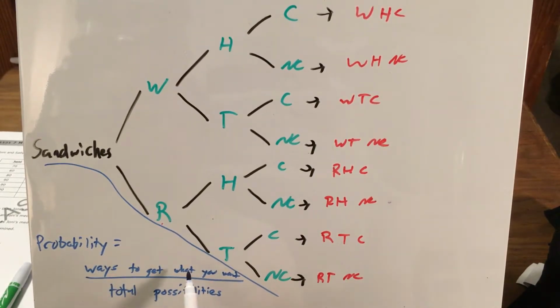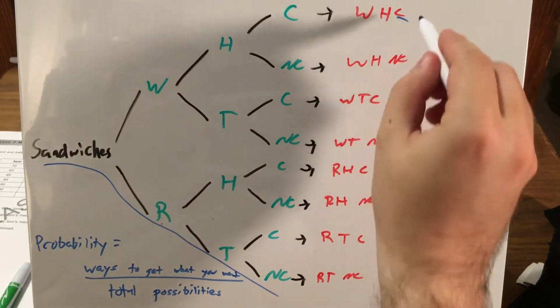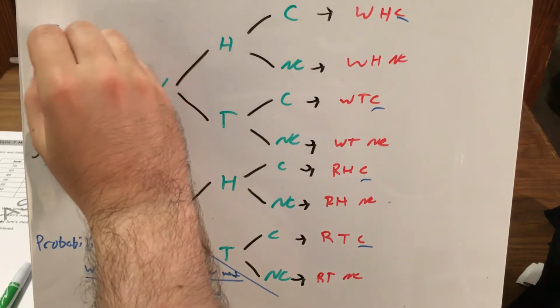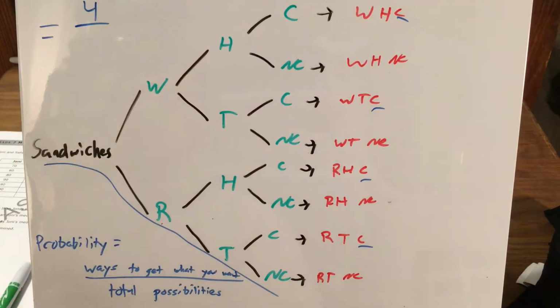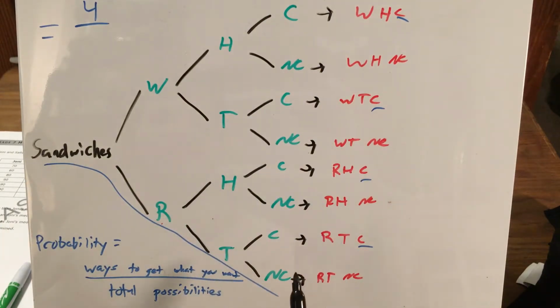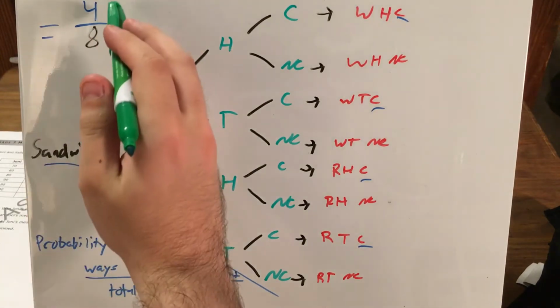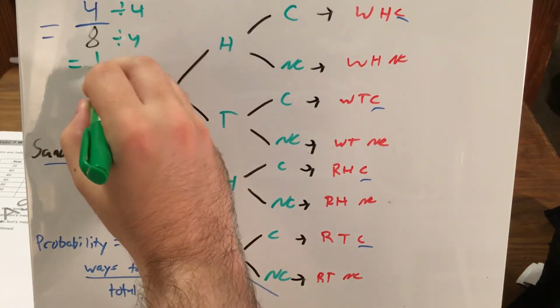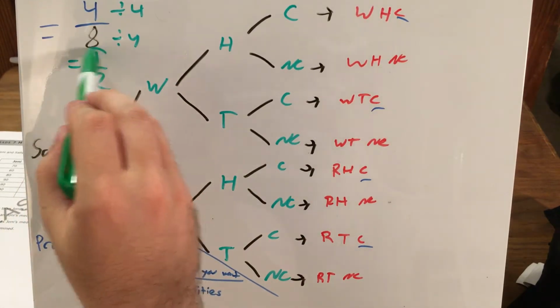All right, so in terms of ways to get what we want, we're looking for every sandwich that has cheese. That's 1, 2, 3, 4. So I'll go ahead and write that up here. That's 4 over something. And in terms of our total possibilities, I just need to count the number of different types of sandwiches. 1, 2, 3, 4, 5, 6, 7, 8. Now this matches the math that we did from the fundamental counting principle earlier. So it's good that we know that we did this correctly. But there are 4 ways to get a cheese sandwich out of 8 total types of sandwiches. And now 4 out of 8, we can go ahead and simplify by dividing both our numerator and denominator by 4. And that gets us 1/2.